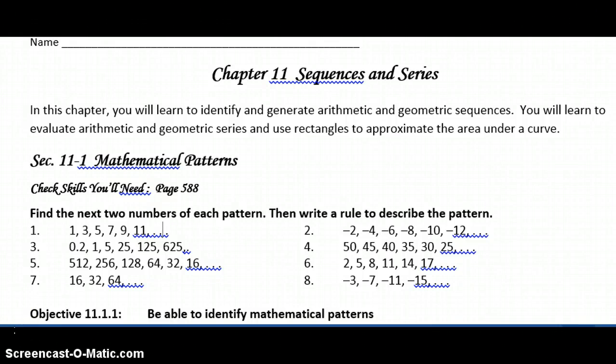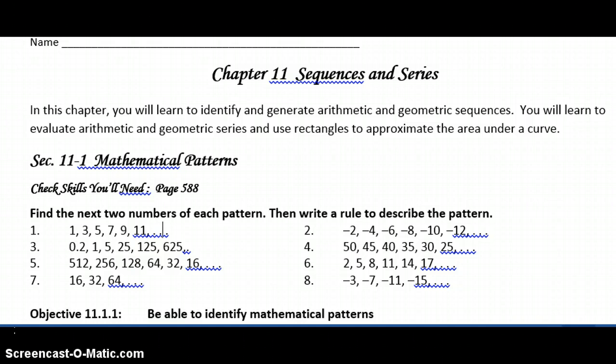Hello class, we are beginning chapter 11, sequences and series. We'll be working on arithmetic sequences and series, geometric sequences and series, and toward the end of the chapter we'll be using rectangles to approximate area under the curve.